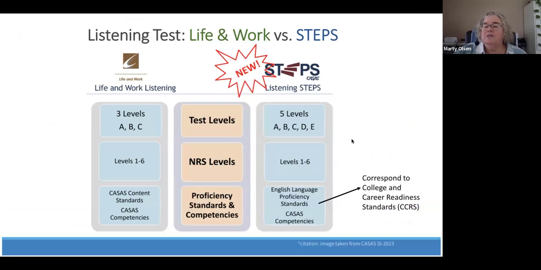Okay. And then we can talk a little bit about the listening test, which has also got some upgrades from the life and work listening tests. First of all, the life and work listening test had 3 levels, whereas the new STEPS test has 5. To me, that's one of the most exciting things about this, to be able to hopefully understand the abilities of more students because of the wider range that's going to be tested. Same things as far as NRS levels and proficiency levels. The new STEPS test does correspond to the English language proficiency standards, which is tied very closely to the college and career readiness standards. Next slide, please.